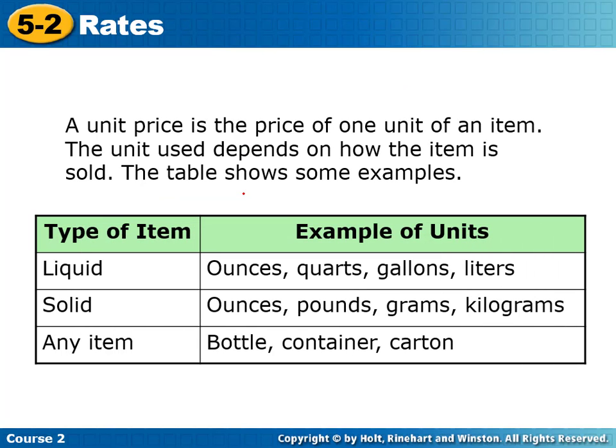Okay. Unit price. This is the most important part of today's lesson. Unit price is the price of 1 unit of an item. The unit used depends on how the item is sold. The table shows some examples. Liquid items are normally sold in ounces, quarts, gallons, liters. Solid items, ounces, pounds, grams, kilograms. Any other item, sometimes it's going to be by the bottle or by the can, by the container, those kinds of things.